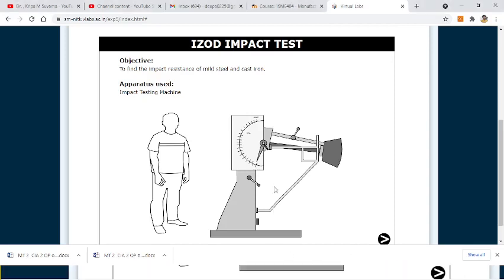Hello everyone. Today we are going to see the Izod impact test. So the objective is to find the impact resistance of mild steel or cast iron, and the apparatus used is the impact testing machine.